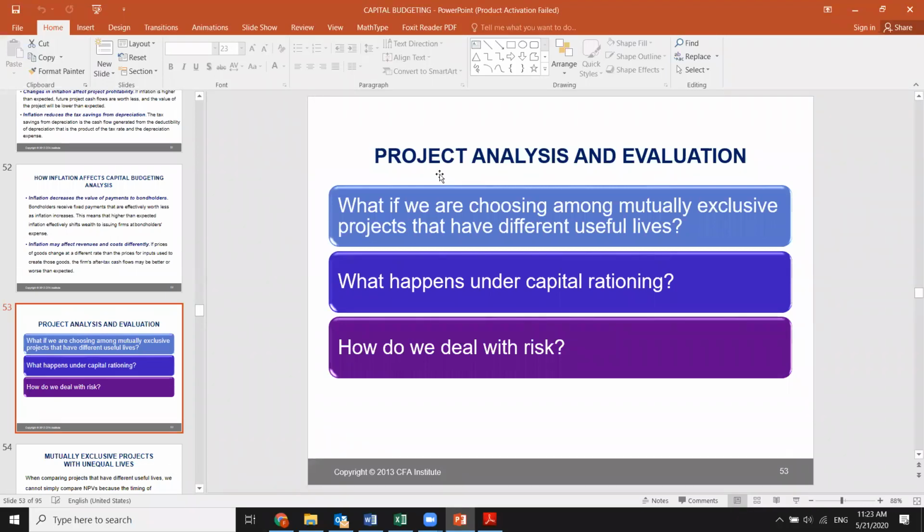Now, the project analysis and evaluation. What if the projects are mutually exclusive and have different useful lives? And what happens under capital rationing, like when there's a capital budget constraint given? How do we deal with it? How are we going to come to a conclusion to accept or not?